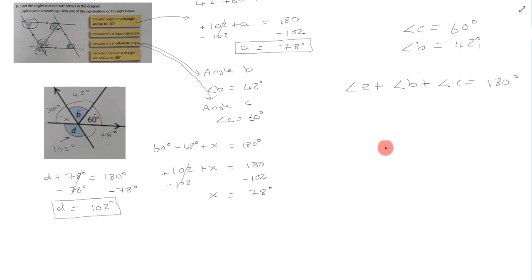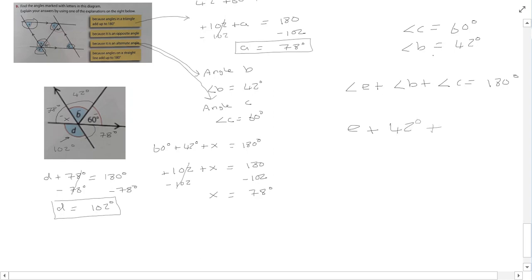The angle E, which is our unknown, we'll just call E for the purpose of the calculation. So E plus the angle B, which is 42 degrees, plus the angle C, which is 60 degrees. If we add them all up, it's 180 degrees. 42 plus 60 is 102, so that's E plus 102, which is equal to 180.